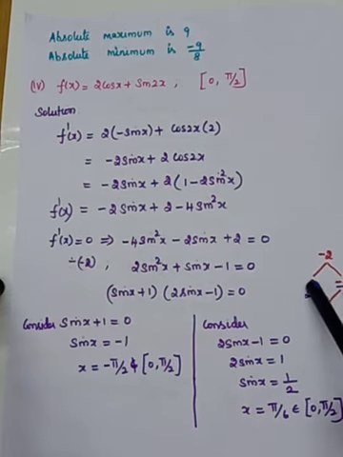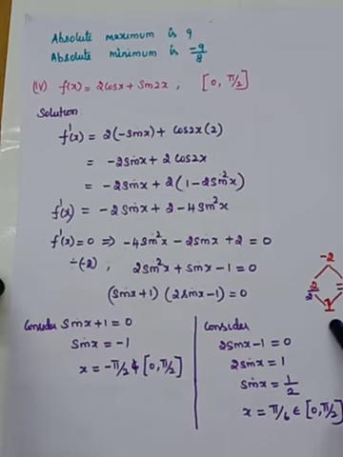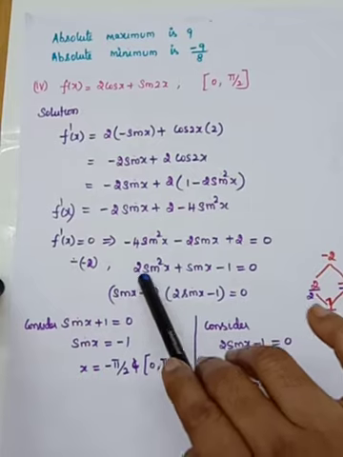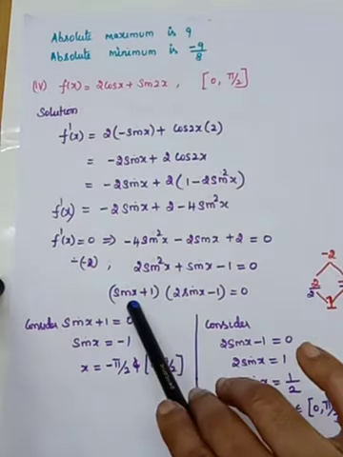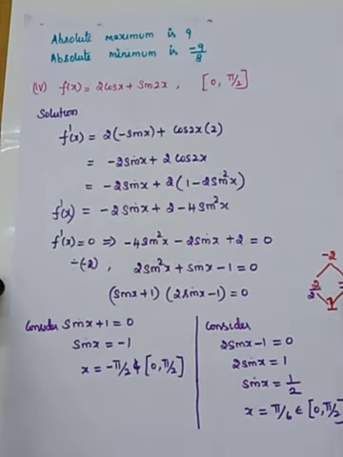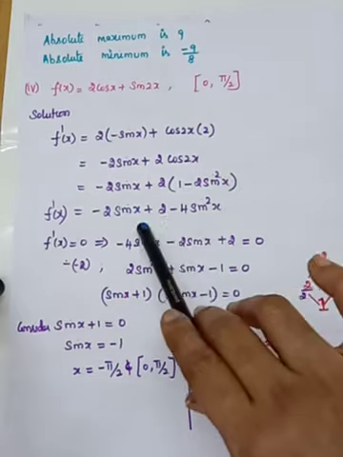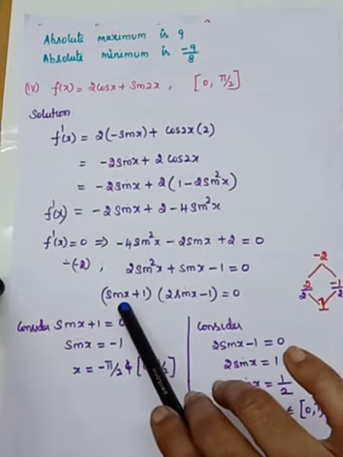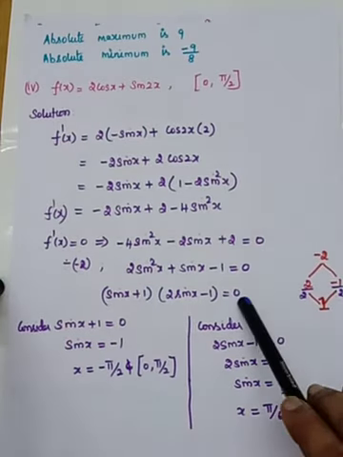The product of the two terms should be minus 2 and the addition is 1. So I'll take 2 into minus 1. When you take the product, it is minus 2. When you add, it is 1. And here you see that your a is 2, so it has to be divided by 2. So 2 by 2 is 1. So here sin x plus 1 and 2 sin x minus 1 is equal to 0. Because this quadratic equation involves sin x, instead of x you have to write sin x plus 1 and 2 sin x minus 1 is equal to 0.